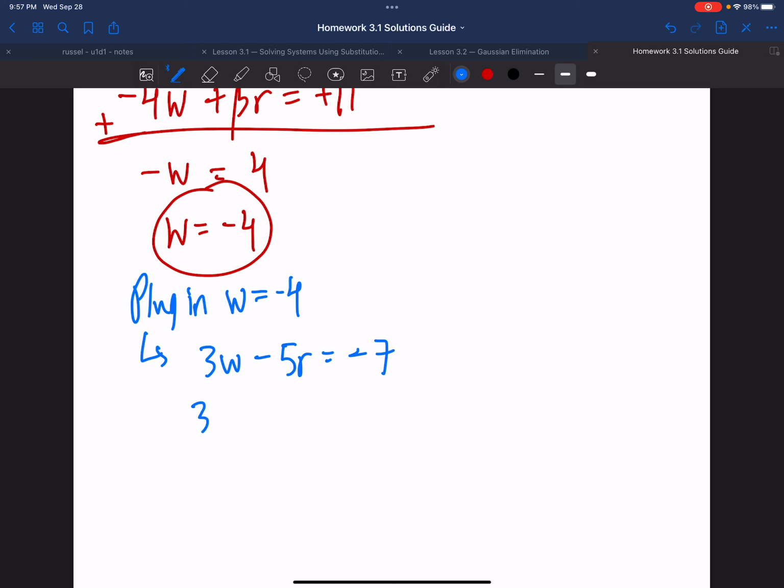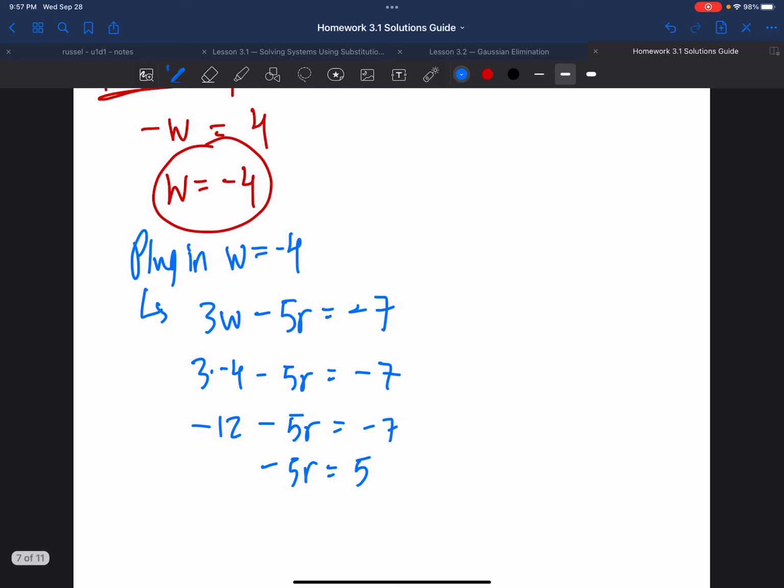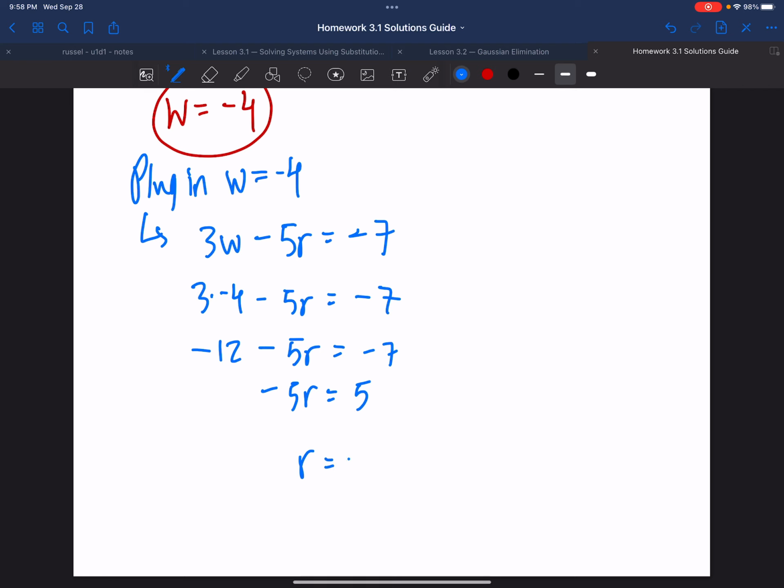W is negative 4, so 3 times negative 4 minus 5r equals negative 7. So that's negative 12 minus 5r equals negative 7. Add 12 to both sides, negative 5r equals 5. Divide both sides by negative 5, r equals negative 1. Okay? So I like to do my answers in gold. Let's do w. W equals negative 4, and r equals negative 1.